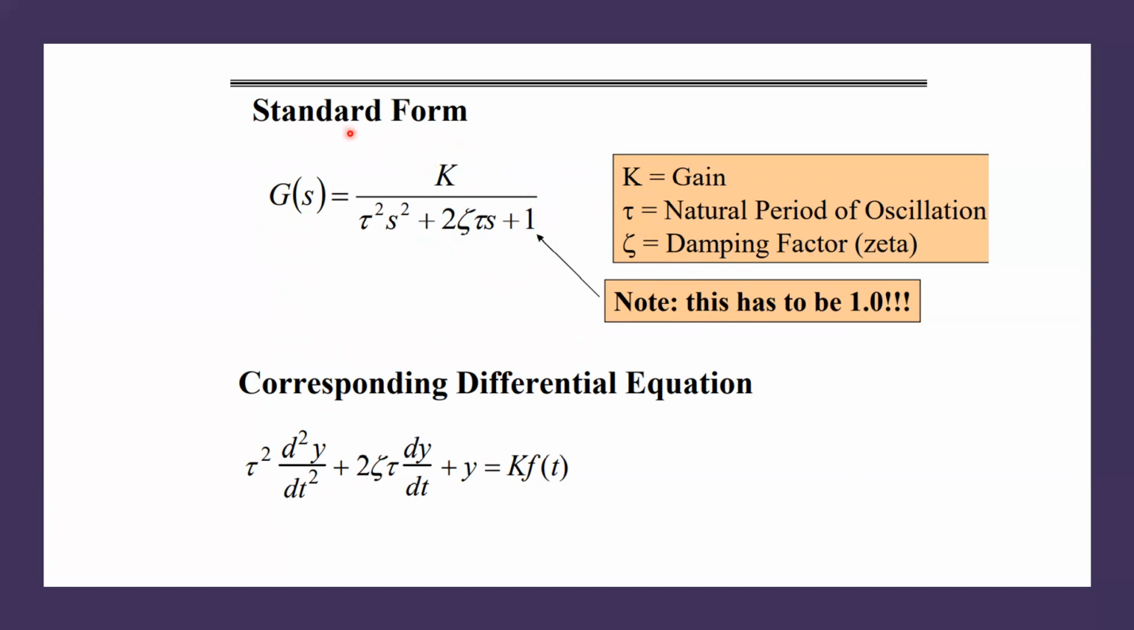So we have to keep that in mind, because if this wasn't 1, this will become Wn, which is the natural frequency. But in order to have our standard form, we will have to divide both sides equally by this value of the natural frequency in order to get our standard form. And here we have the corresponding differential equation for this standard form.